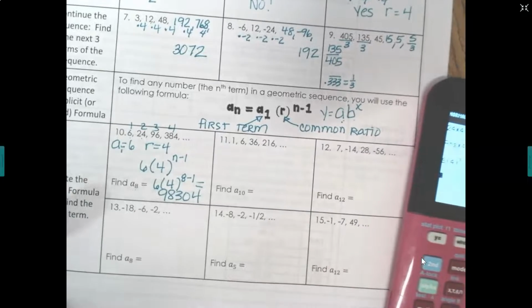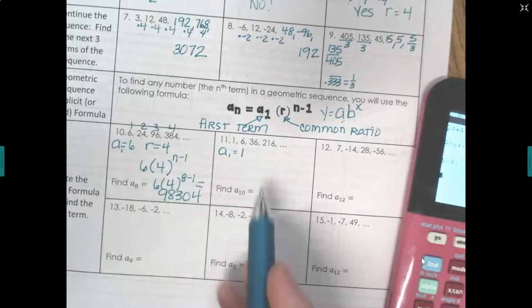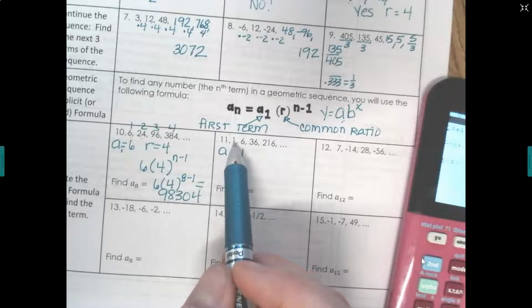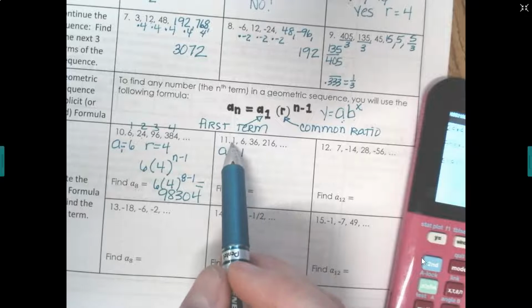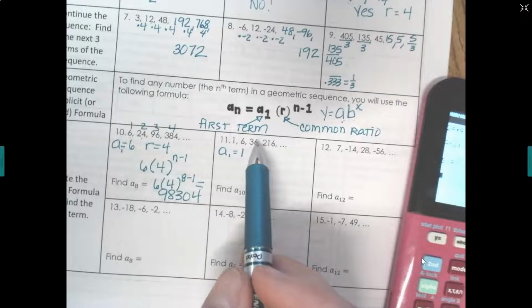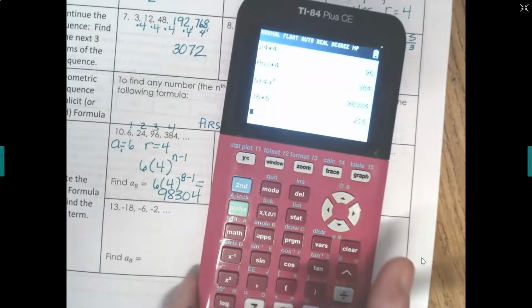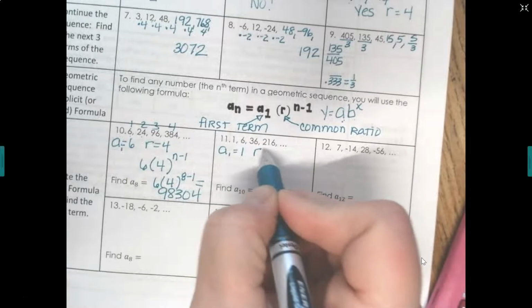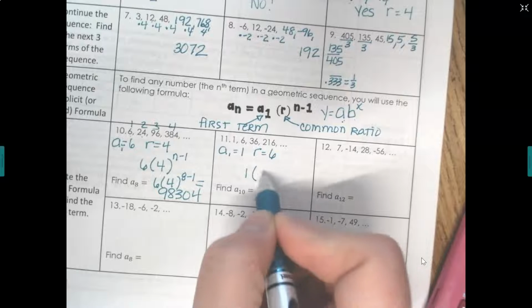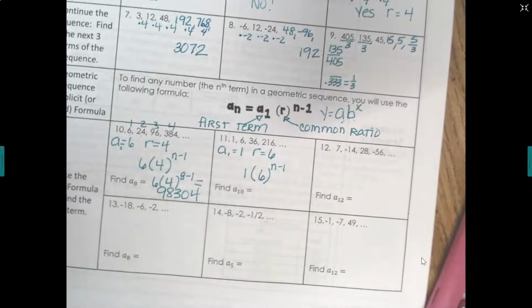So let's try this again. Our first term is 1. If we look at this, I can kind of see a pattern, but if you're not sure, divide the second number by the first number. So 6 divided by 1 is 6. And just double check: 1 times 6 is 6, 6 times 6 is 36, 36 times 6 is 216. So we're multiplying by 6 here. That's our common ratio. We're going to use our formula that says take your first term, put your multiplier here, and n minus 1. There's our formula.